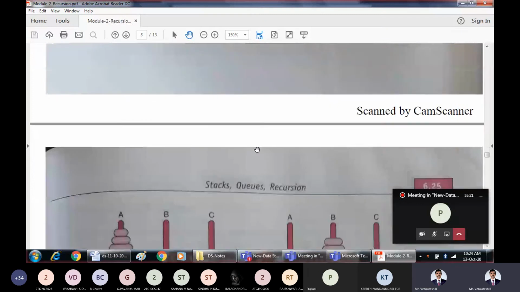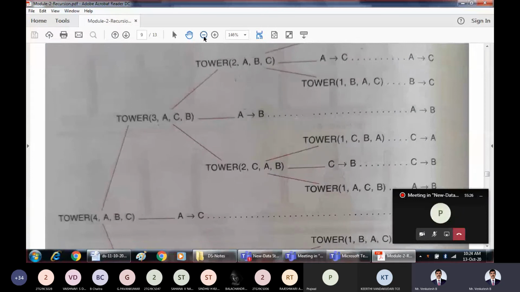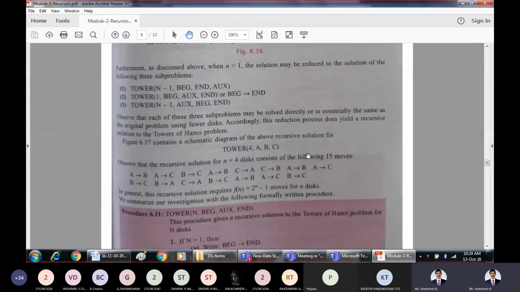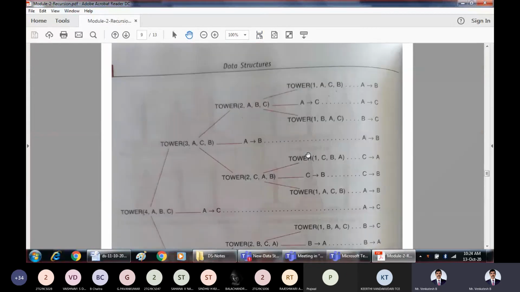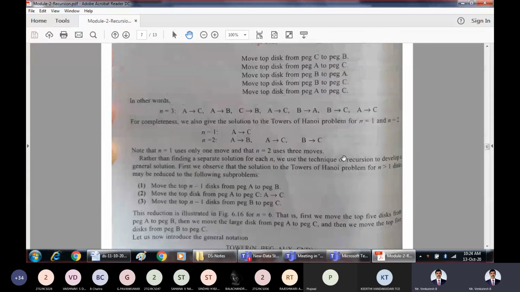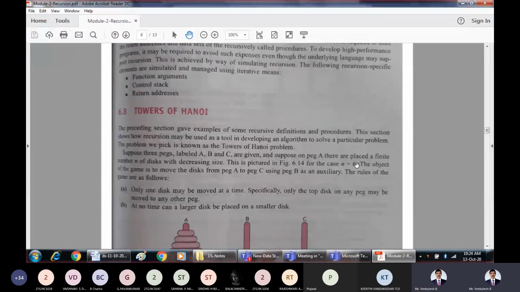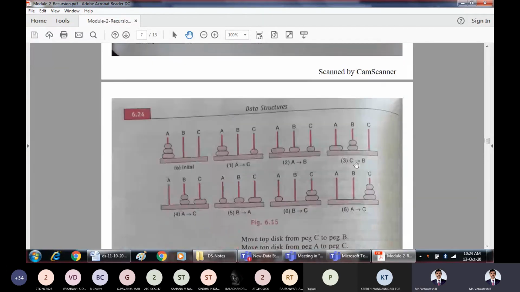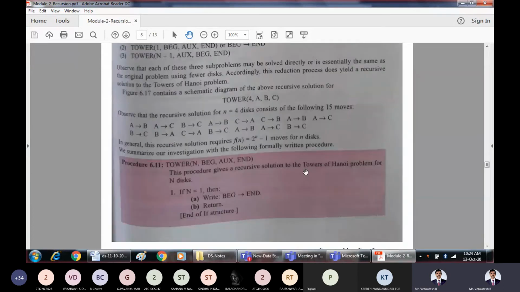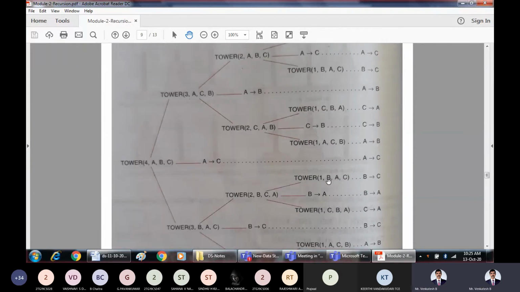What is the recursive solution for this? I hope you can see. So this is the recursive solution. The number of moves is obviously 15. See, for any given value of n, the number of moves is 2 raised to n minus 1. That is the fixed formula.